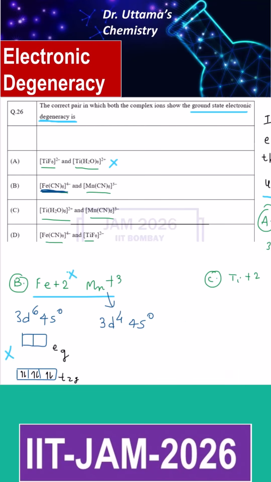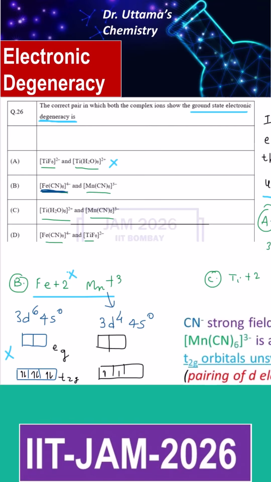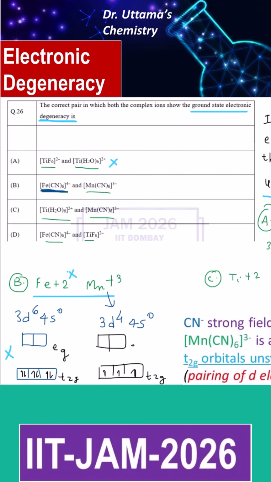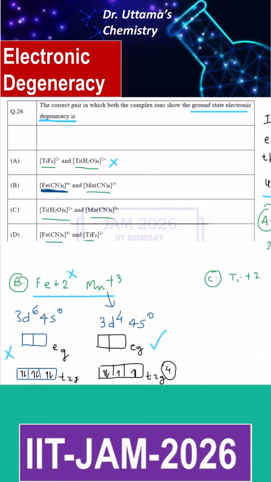For Mn+3, manganese, we have d4 configuration. So d4 configuration with strong field ligand. So first singly filled t2g orbital and then pairing with one of the t2g electrons. So we have this t2g4 configuration, and this one is unsymmetrically filled for the [Mn(CN)6]3-. Degeneracy occurs here, but since the degeneracy does not happen in both of these complexes, this option is also eliminated.